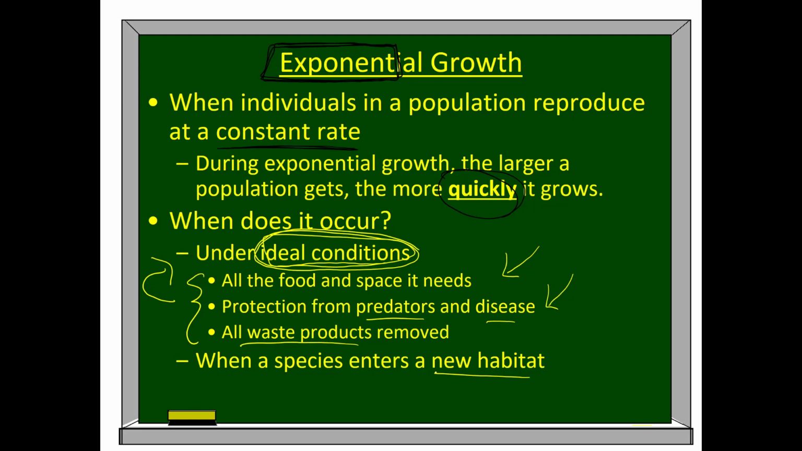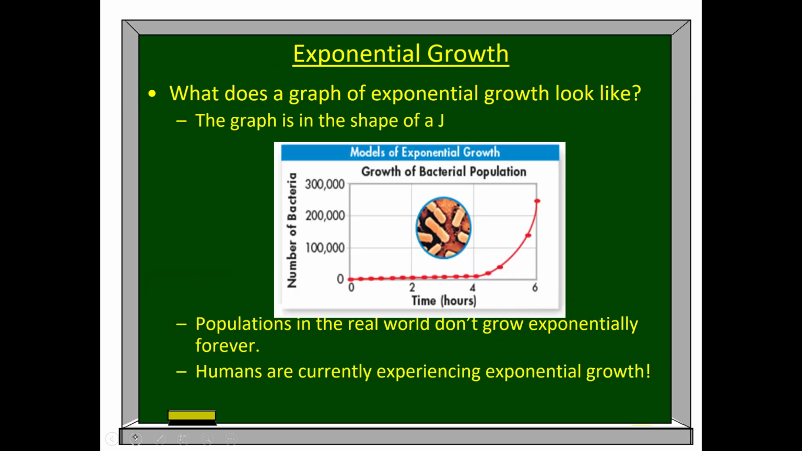So they might be brand new to the habitat and have unlimited food and space and no predators yet. And it produces this really ideal condition for them to grow very quickly. Now, when we look at exponential growth on a graph, very important, the type of graph it creates is a line graph with the shape of a J. It looks like a stretched out J on the graph.